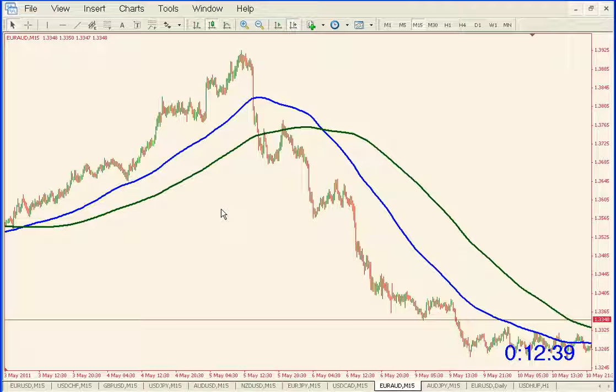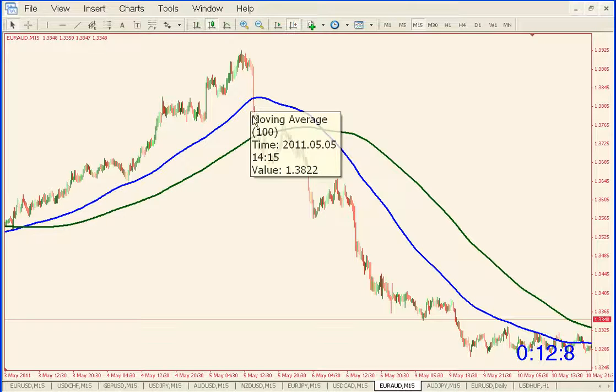Basically, if price is above your 100, it's showing you that the market is bullish, the bullish bias. And if it's below, it's showing you that you've got a bearish bias. And your 200 confirms that bullish or bearish bias. So what we do here, we're looking at this trend here. We've been in an uptrend for a little while, and now price breaks this 100 bar moving average. We want to put a trade in to go short.